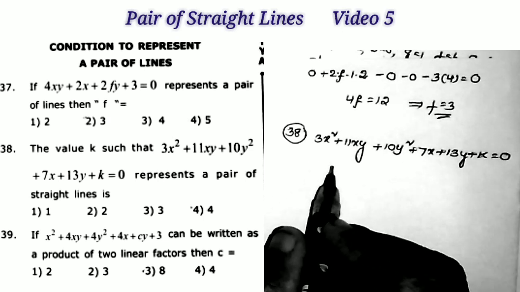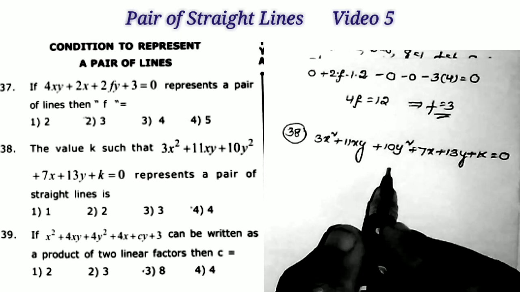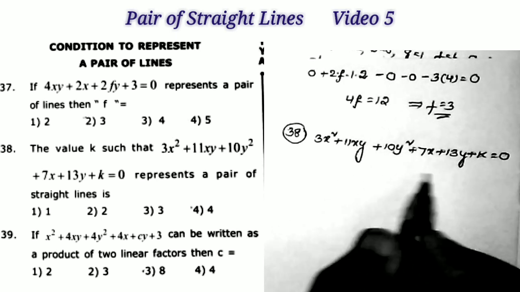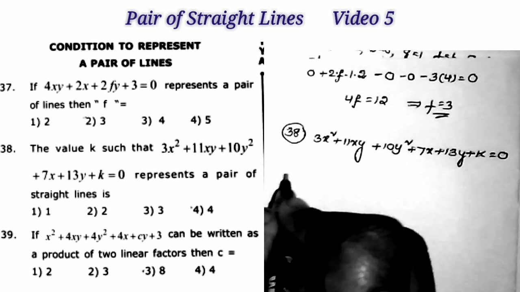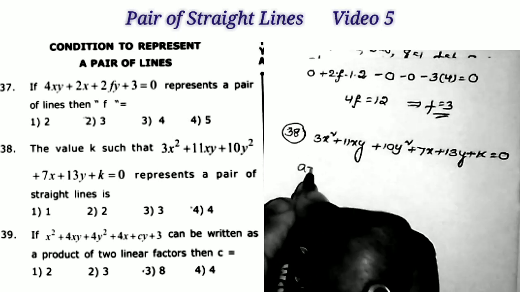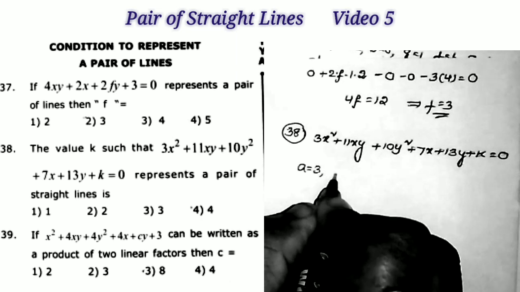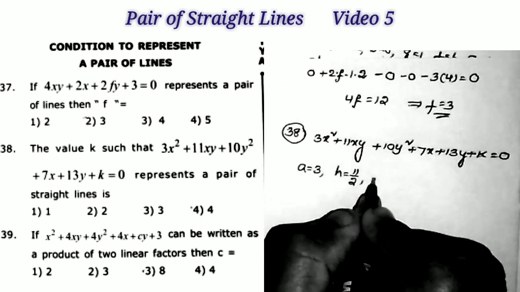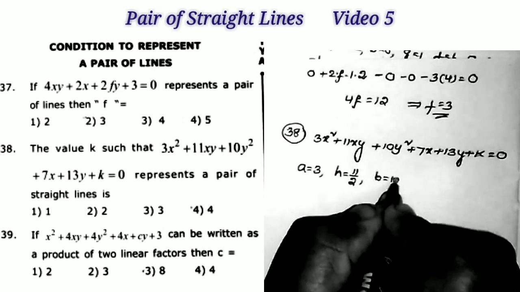That's all. Next question, sum number 38. If the equation 3x square plus 11xy plus 10y square plus 7x plus 13y plus k is equal to 0 represents a pair of straight lines, then what is the k value? So first taking all values and replacing the values in the condition. a is equal to 3. h is equal to 11 by 2, 2h is equal to 11. b is equal to 10.